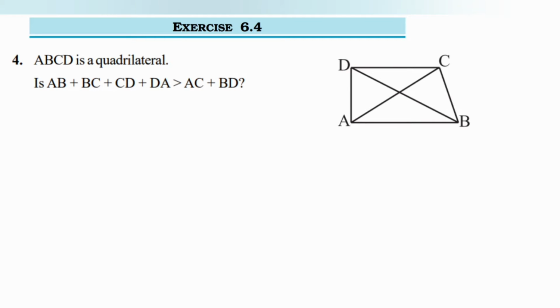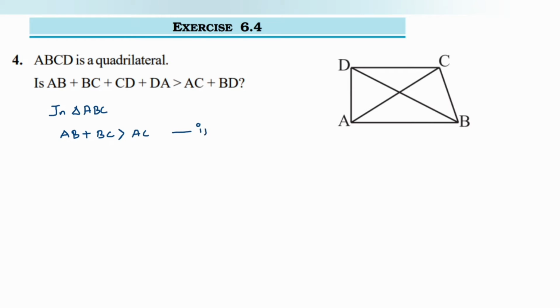So first we're going to consider triangle ABC. In triangle ABC, we will apply the property that the sum of two sides of a triangle is always greater than the third side. So here we'll take that AB plus BC is greater than the third side, which is CA, or you can write AC. We'll take it as equation 1.